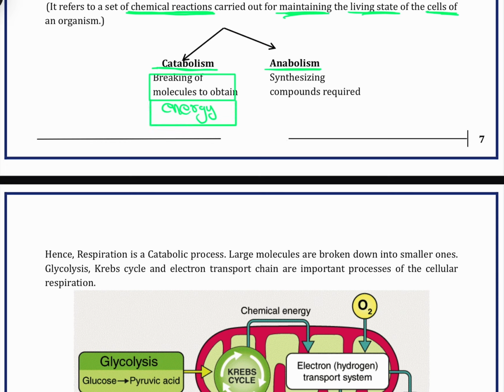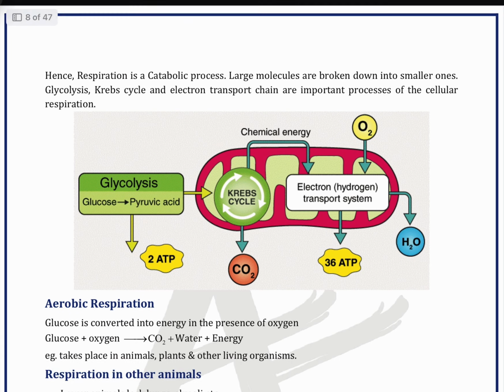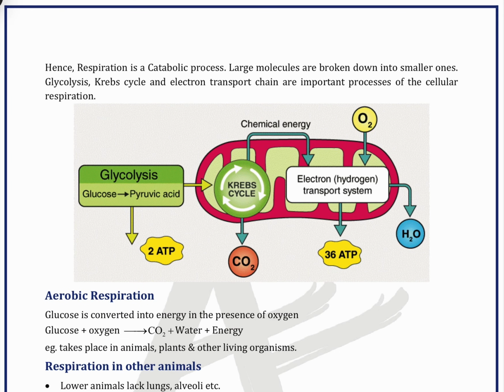So catabolism is the breaking down of molecules to obtain energy, and anabolism is synthesizing compounds required. Here you can see this. Hence respiration is a catabolic process. Large molecules are broken down into smaller ones. Glycolysis, Krebs cycle, and electron transport chain are important processes of cellular respiration.